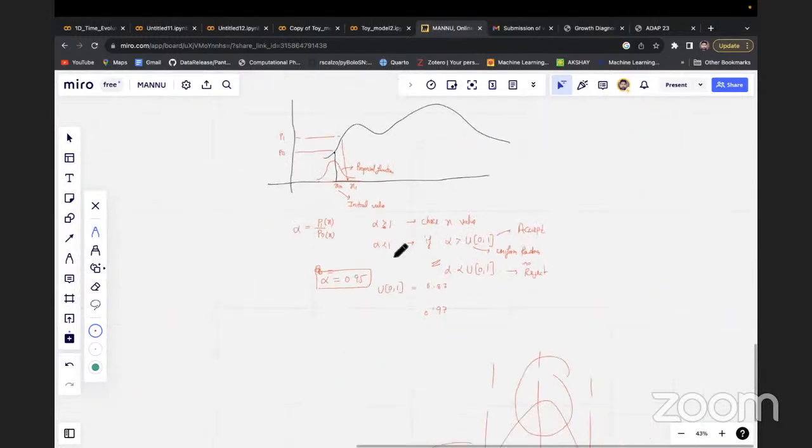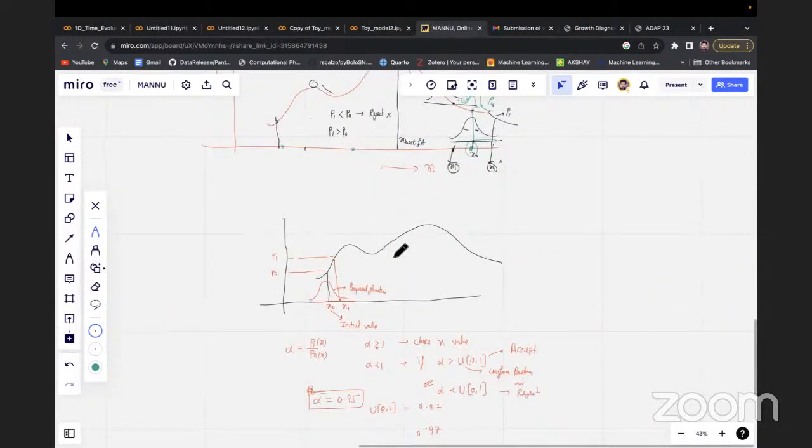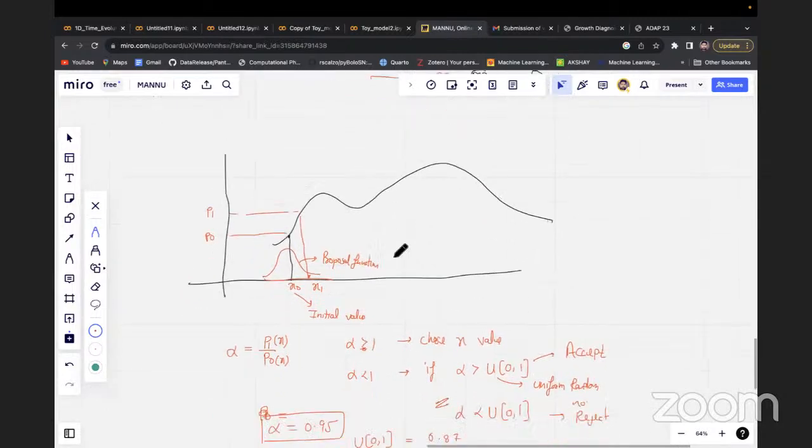Achha, it's zooming in and out. Achha, I thought you were doing it. No, who is doing it? I was not doing it. Okay. Achha.